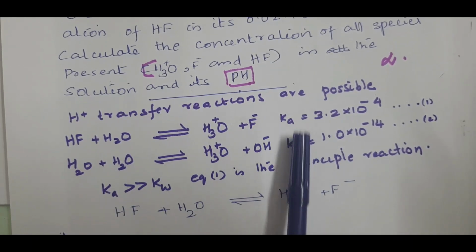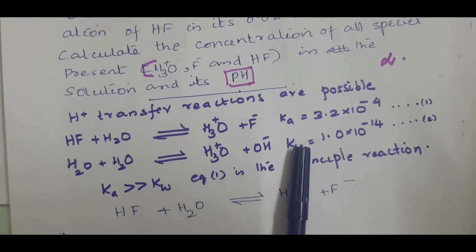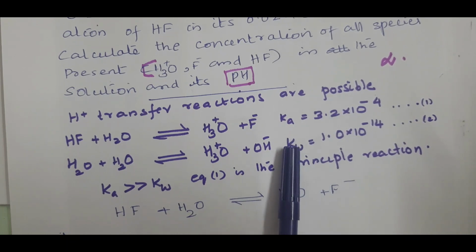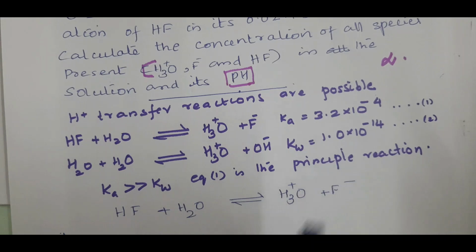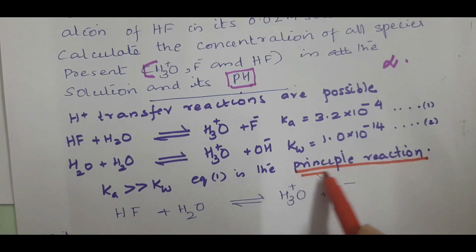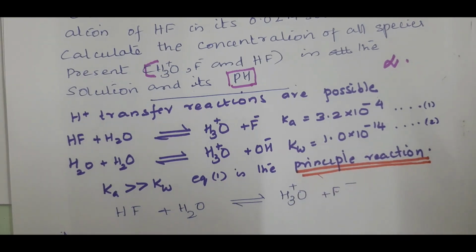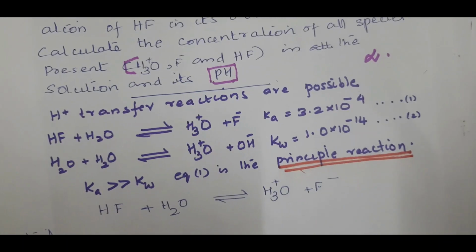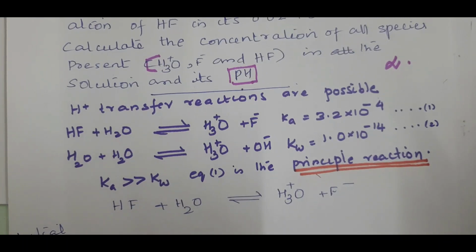Now which of these has a greater K value? Definitely the Ka is greater than the Kw. So which is the principal reaction? The principal reaction here is the first reaction. So you have to decide that first. While going into a problem or a numerical, you have to know which one is the principal reaction, or you have to find out by looking at the K values which is the principal reaction.